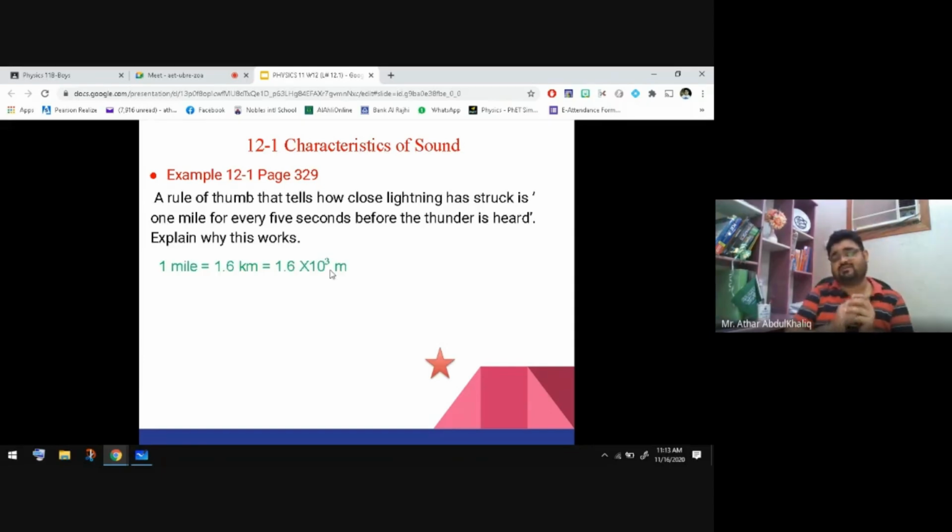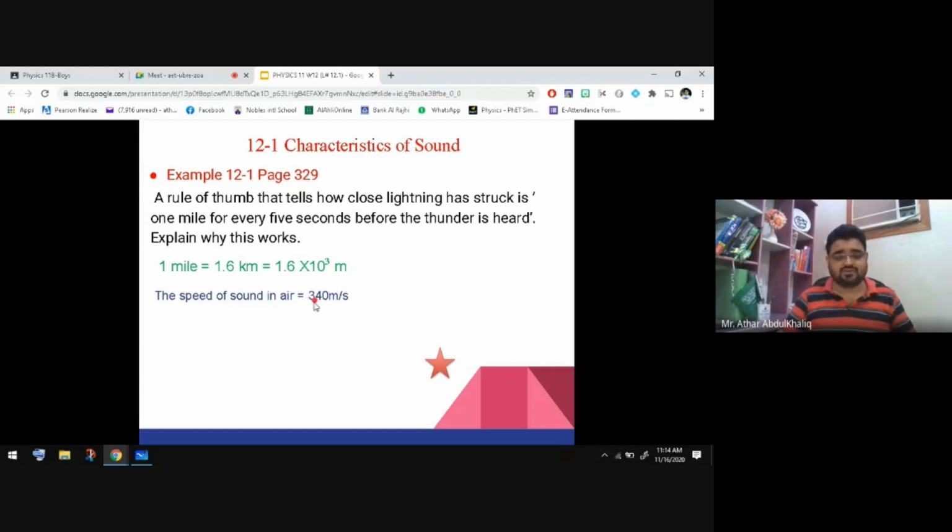So it will take 5 seconds delay for 1 mile distance. For example, 1 mile, 1609 kilometers, and the speed of sound in air is usually taken. We take it as 340 meters per second in general. Usually it is 331 meters per second at 0 degrees, 343 at 20. But as a general opinion, whenever it is said, the speed of sound is 340 meters per second.